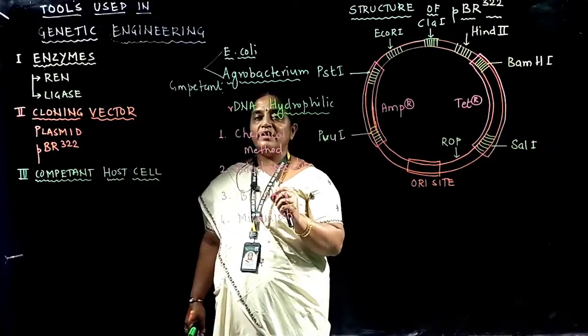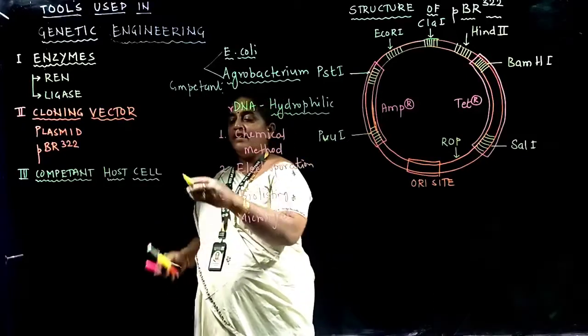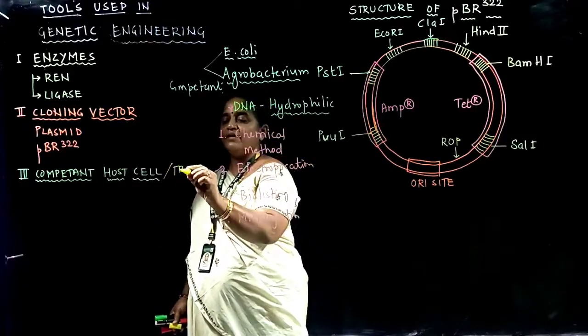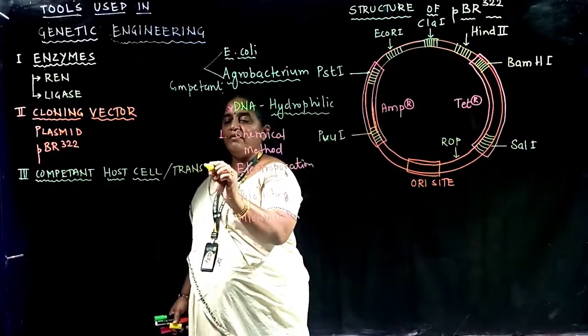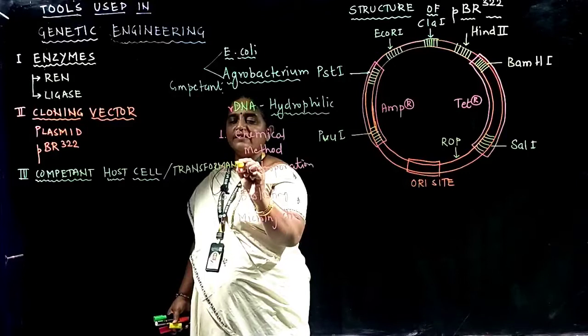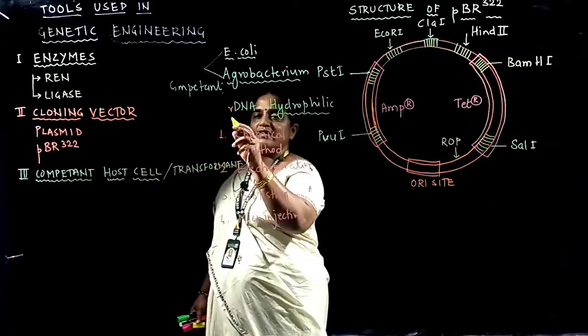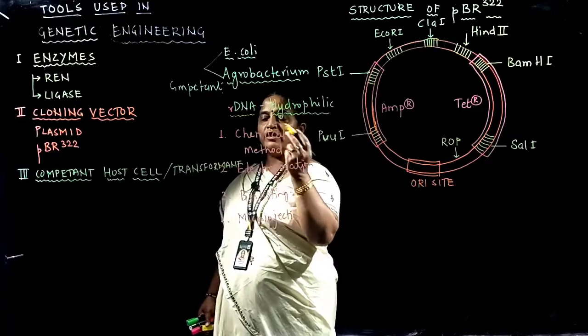Once the host cell receives rDNA, we call that host cell a transformant. So for 1 mark, if they ask what are transformants: the host cells which are competent and received rDNA for the cloning.